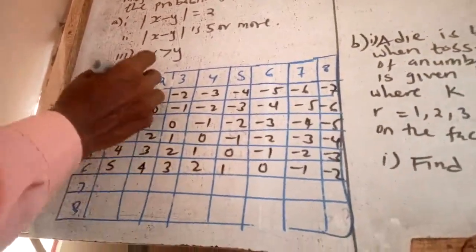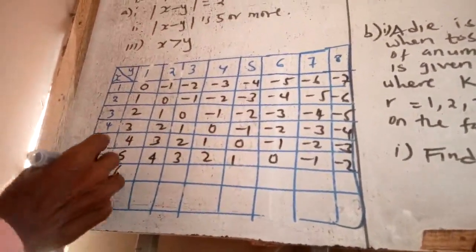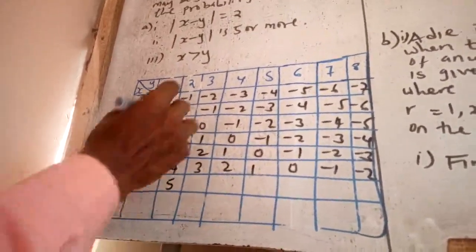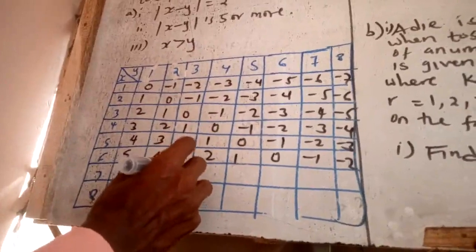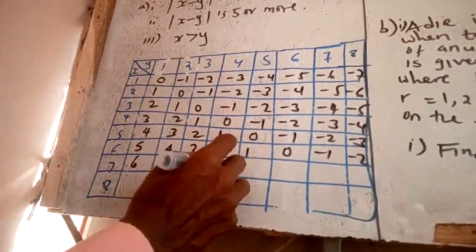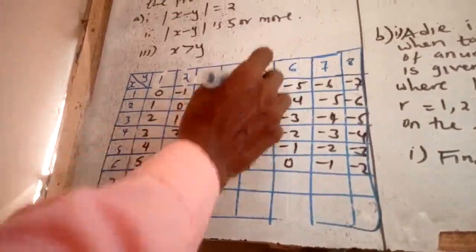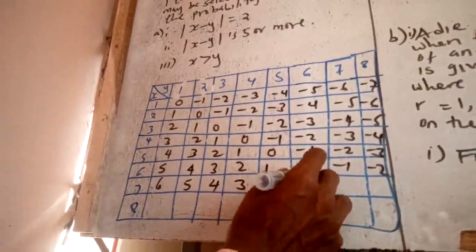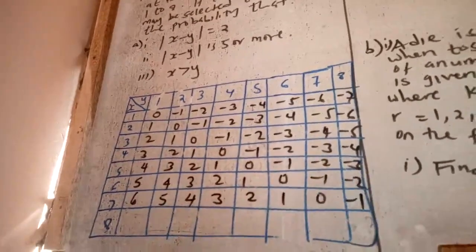Then 7 minus 1, you'll get a 6. 7 minus 2, you'll get a 5. 7 minus 3, you'll get a 4. 7 minus 4, you'll get a 3. 7 minus 5, you'll get a 2. You reduce in steps of 1 until you get the last one.